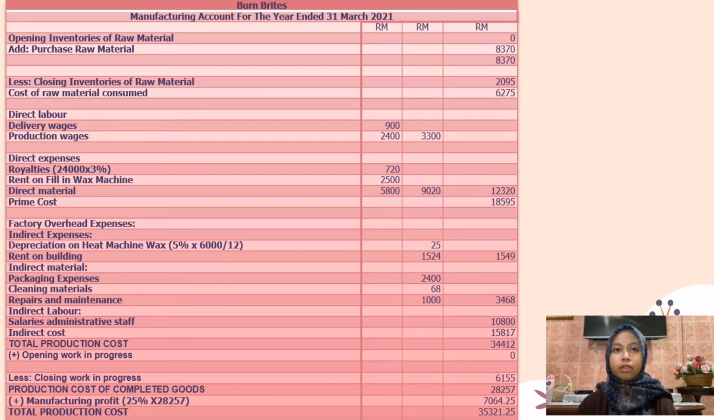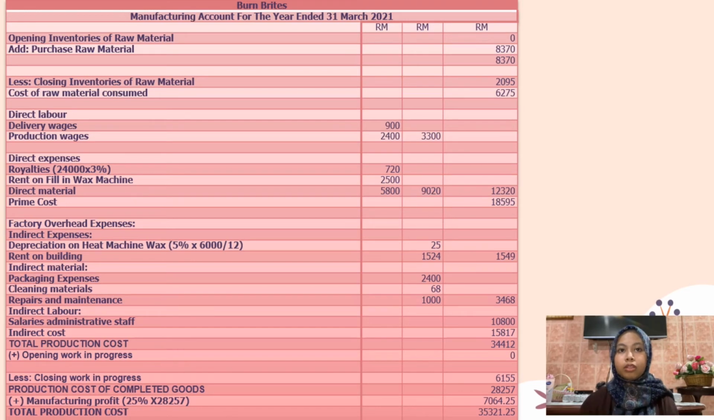In our manufacturing account, we have direct labor and direct expenses. In our direct labor, we have delivery wages and production wages, while in our direct expenses, we have royalties, rent on fill-in wax machine, and direct material. We total direct labor and direct expenses, and then we get our prime cost. Our prime cost is 18,595.